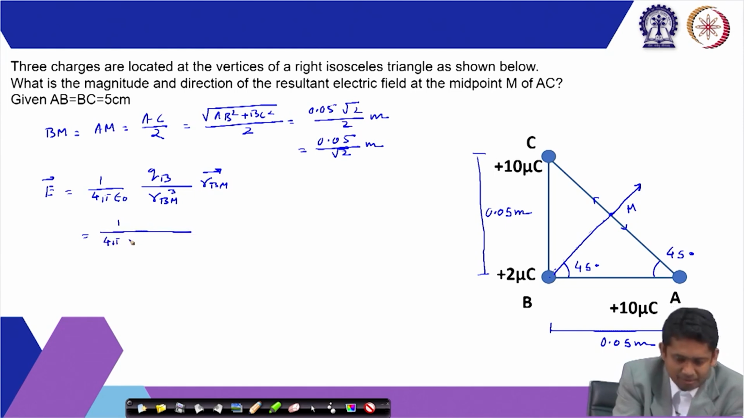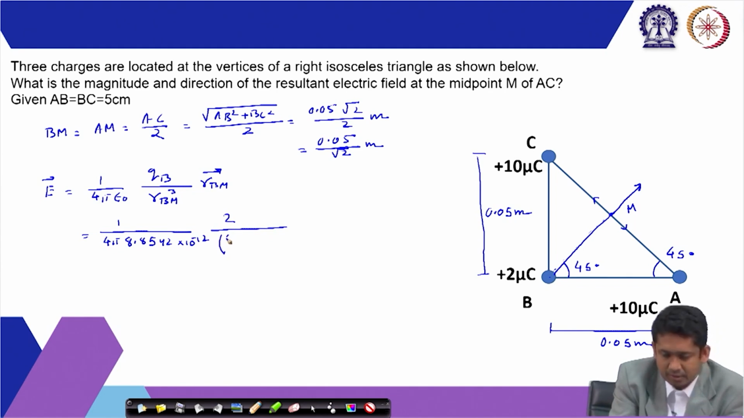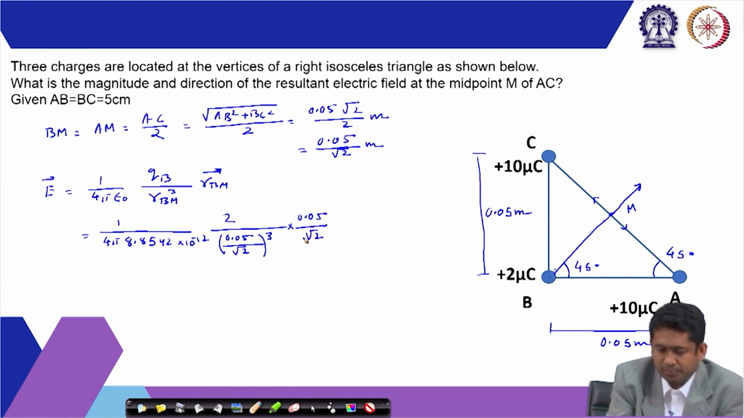4 pi epsilon, as we know, 8.8542 multiplied by 10 to the power minus 12, times 2 by 0.05 divided by root 2 cubed, then multiplied by 0.05 divided by root 2, and we have to write the unit vectors.